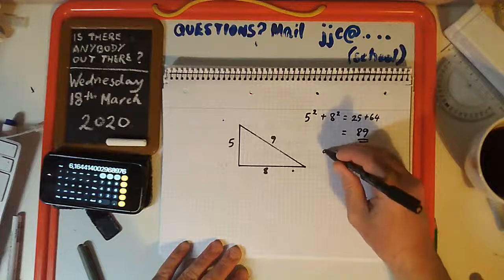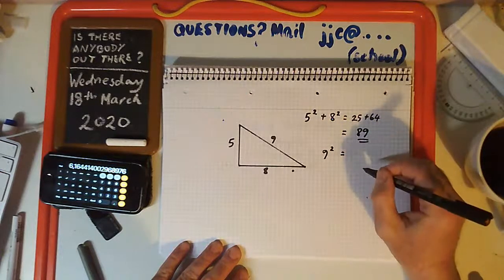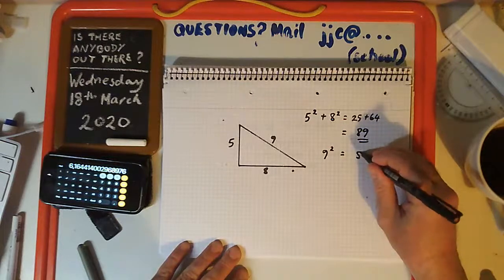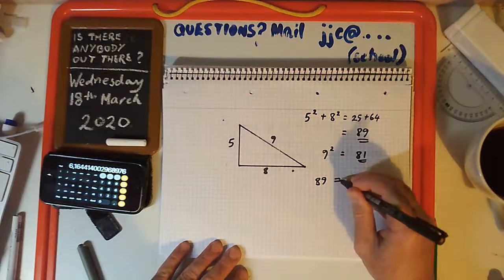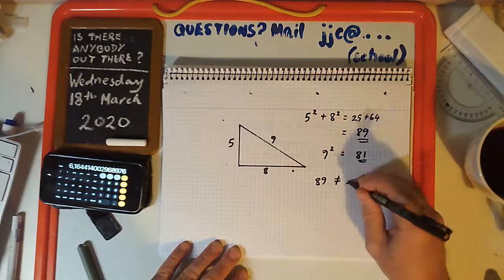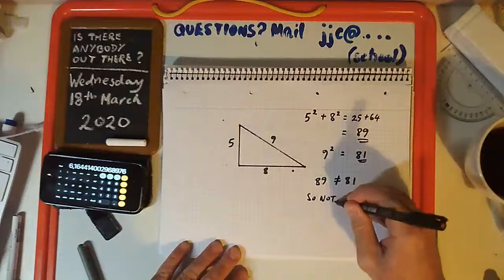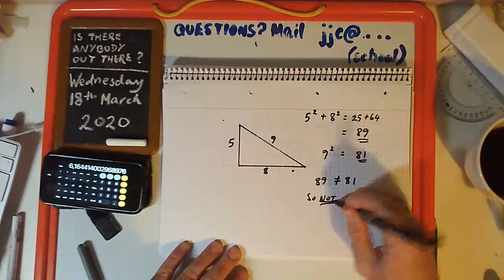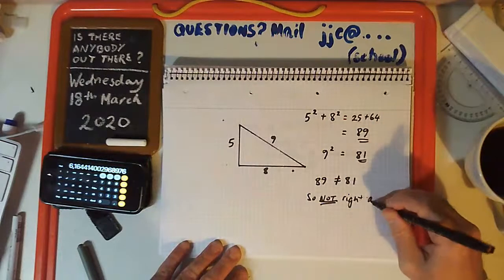But 9 squared is 9 times 9, which is 81. So 89 is not equal to 81. So it's not right angled.